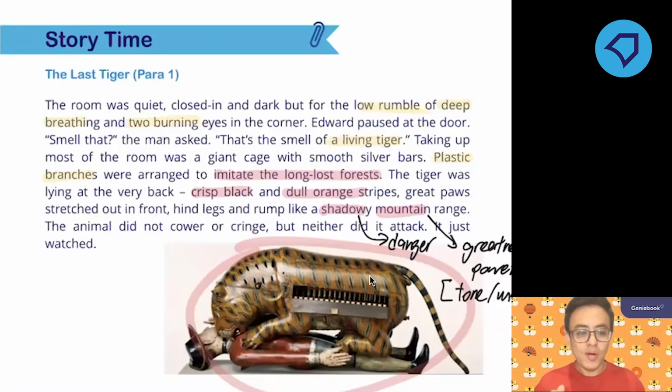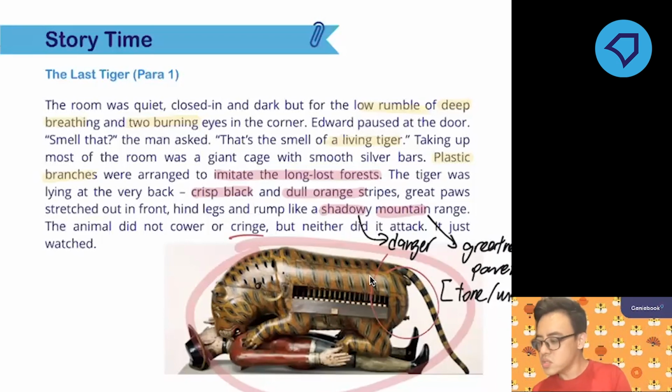A rump, boys and girls, a rump is a bump. Like your backside is the rump. Okay, now tigers have really big butts because they have very powerful legs. Yes, a rump is your bottom.